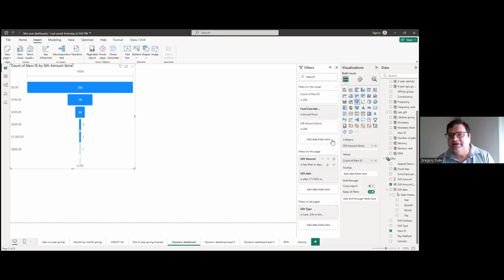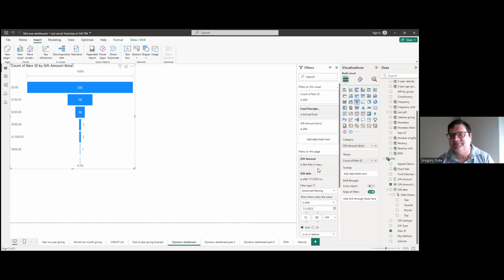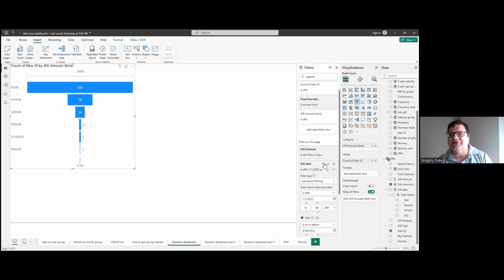So what we're looking at here is I'm looking only at annual fund, and I'm looking at all people who made a gift during the last 6 months of the last fiscal year. Oh, this is all last fiscal year.